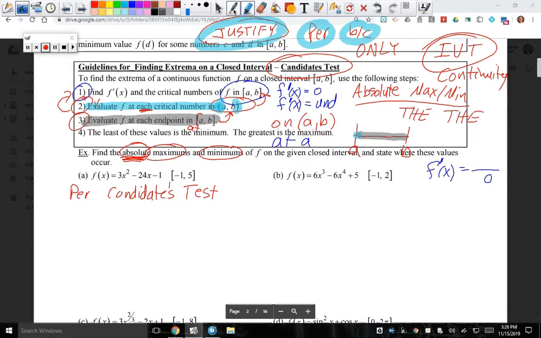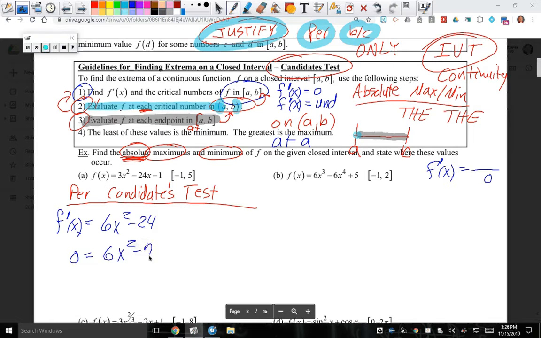So per candidates test, we're going to look for our critical points. F prime of x is equal to what? 6x minus 24. Will this have an undefined? No. We're going to get our candidates or our critical points from here. So the only way that you can do it is just set it equal to 0 and solve for x.